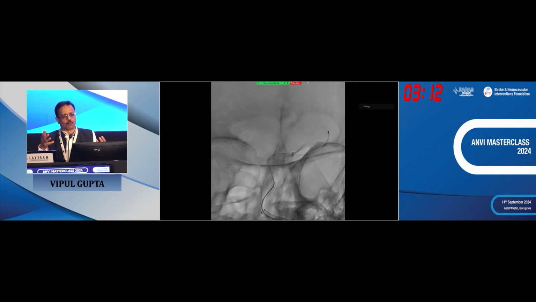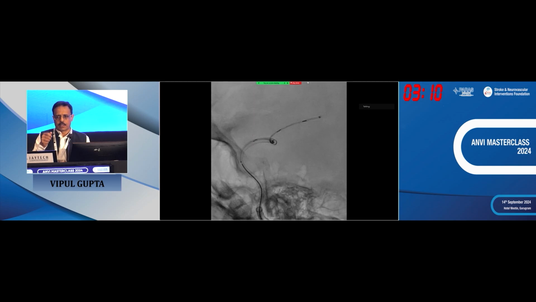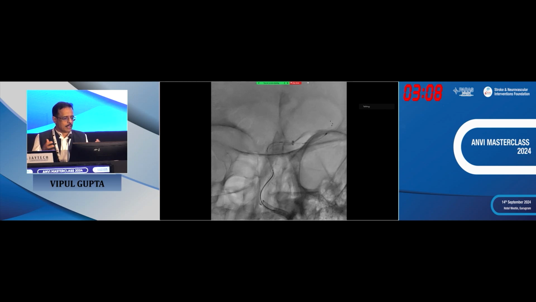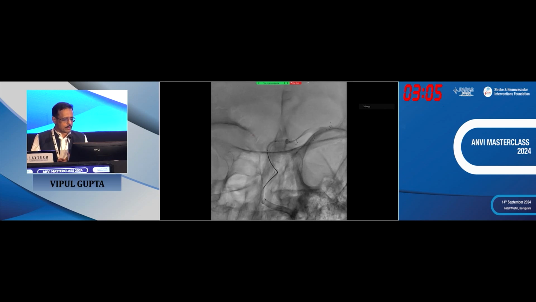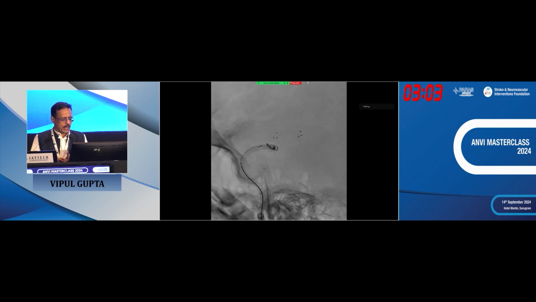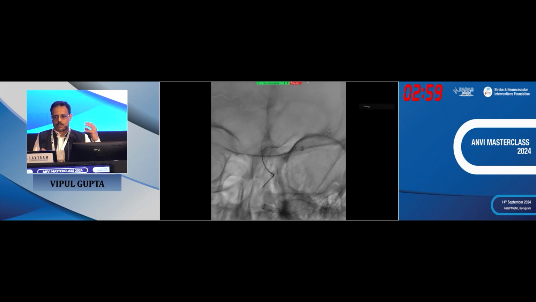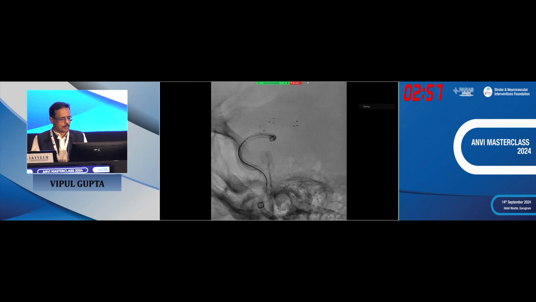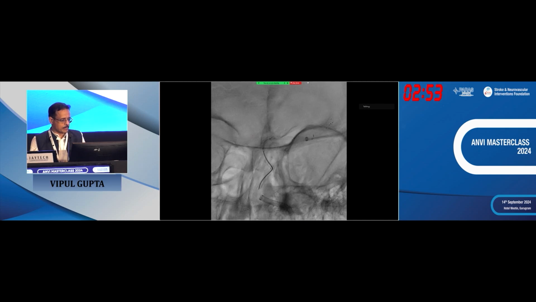We sort of use the push and fluff technique. We deploy the initial part, and then we tend to push out the Solitaire, try to engage the clot a bit more, and then we take out the micro and take the aspiration catheter a bit more to try to pinch the clot a bit with the aspiration. And then we wait for a while and take out the whole thing.